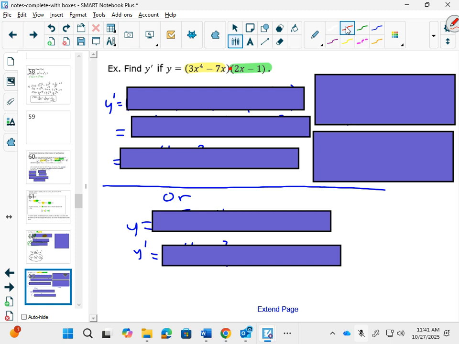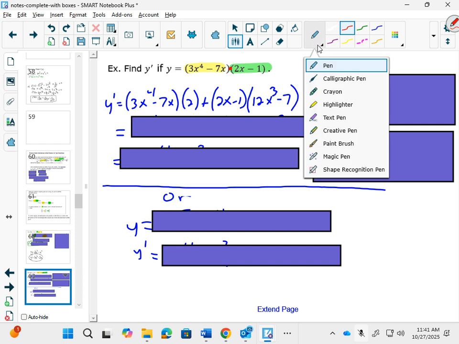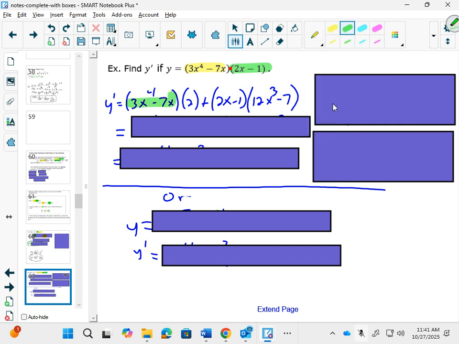If that's the case, what can you do? You can keep the first one the same. I wanted to check the yellow one first. There we go. Keep the first one the same. Multiply by the derivative of the green one, which is just 2. Then keep the second one the same. And multiply by the derivative of the first one.